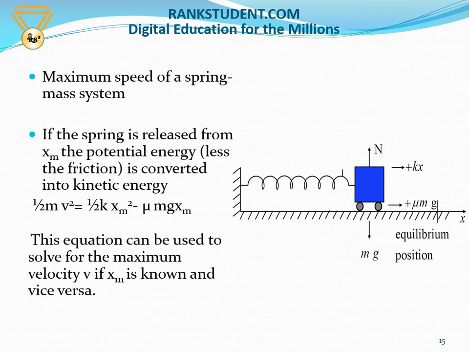The maximum speed of a spring mass system. If a spring is released from the maximum position xm, the potential energy less the friction is converted into kinetic energy. Stated mathematically, half of mv squared equals 1/2 of kxm squared minus mu times mgxm. This equation can be used to solve for the maximum velocity if xm is known and vice versa.